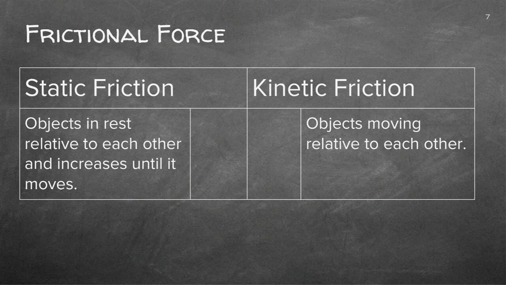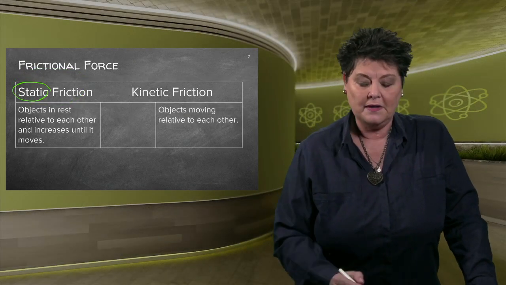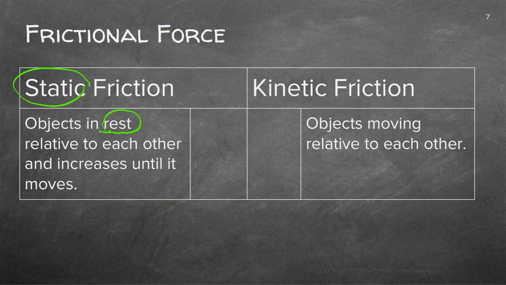Now, there are two types of friction. We've got static friction. Now, what is something that's static? It's not moving. Static friction is when an object is in a resting position and the friction is increasing until it starts moving. So that's important. Static friction will increase as you push the car until it moves. So it's resisting and it's increasing all the time.